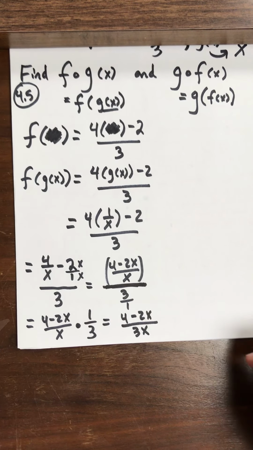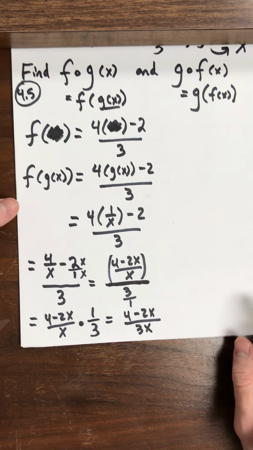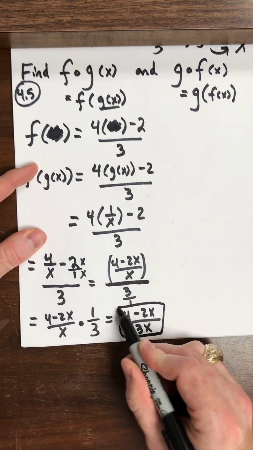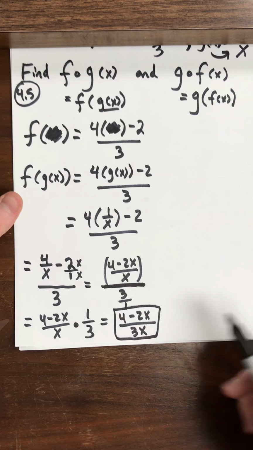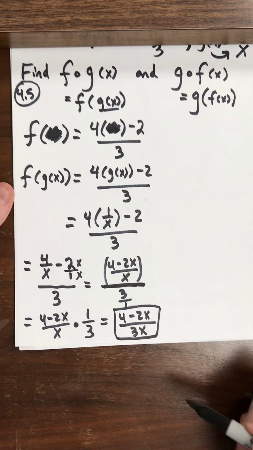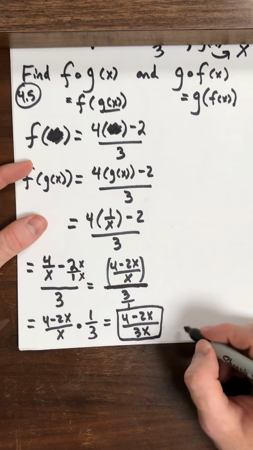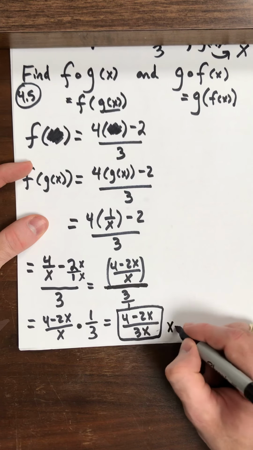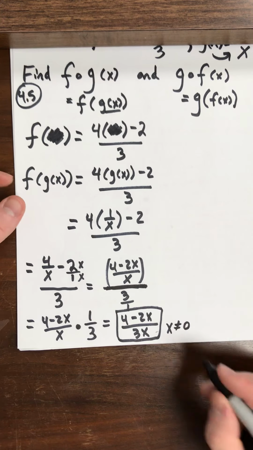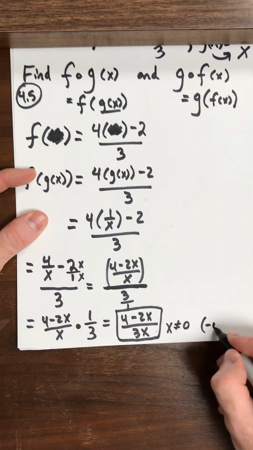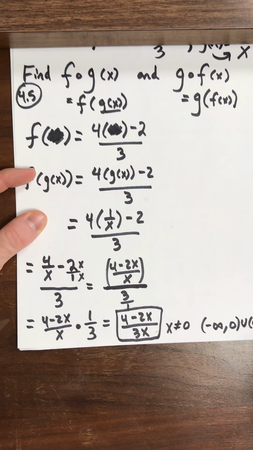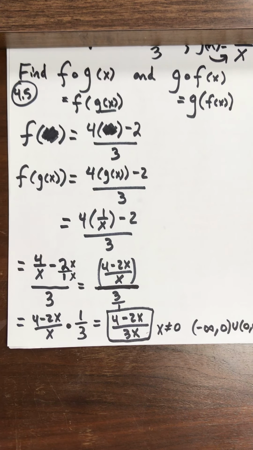Are there any bad values here that won't work for f∘g? Well, guess what? There is. What can I not do? I can't divide by 0, and I can't do square roots of negatives. Well, I've got no square roots, but I've got the potential to divide by 0. If x equals 0, then we're dividing by 0 here. So in my domain, I go from negative infinity to 0, and then from 0 to infinity. Just like that.